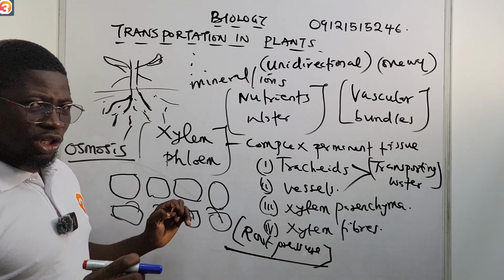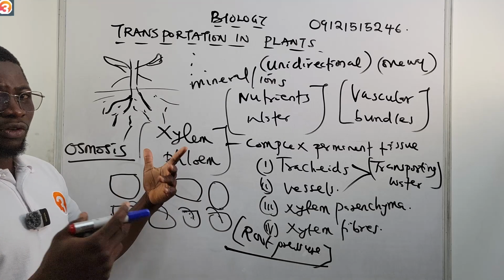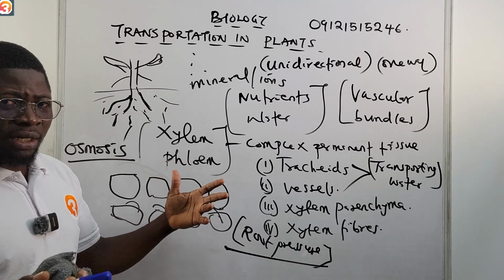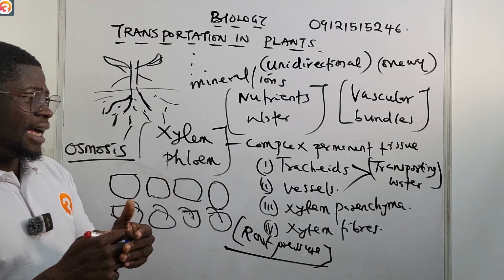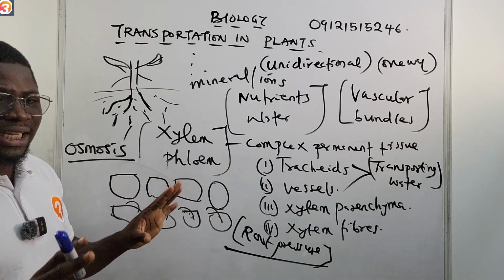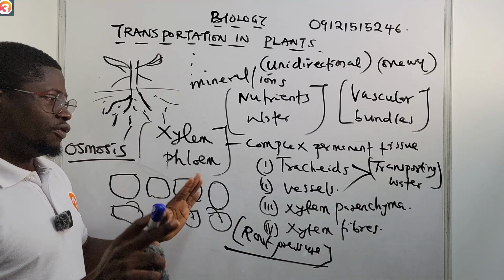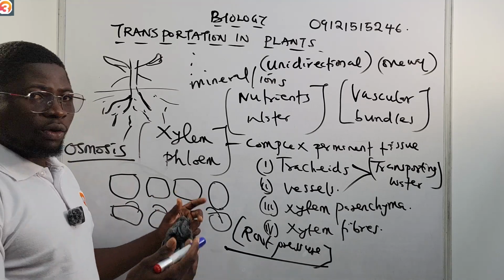All right, root pressure, very, very important. It aids in the transport of water to the upper part of the plant. It is different from active transport. Active transport is for minerals generally, but root pressure is for water. And it happens by osmosis. Take note of that.